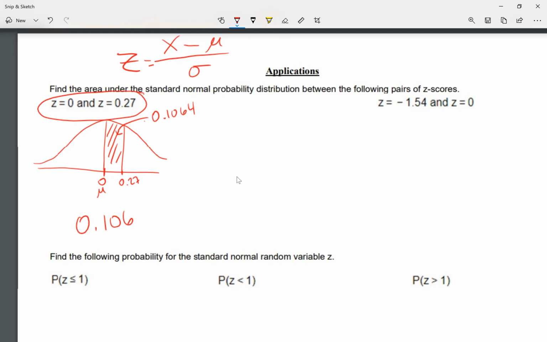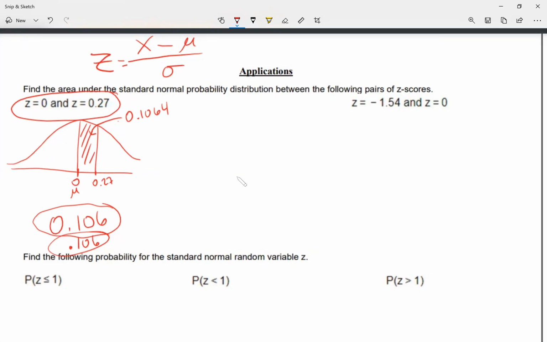Now, some of you might wonder, can I write just .106 or do I have to write the 0 before the decimal? Either way will be okay. They're basically the same number, right? Either way will be okay. Let's take a look at the second example.